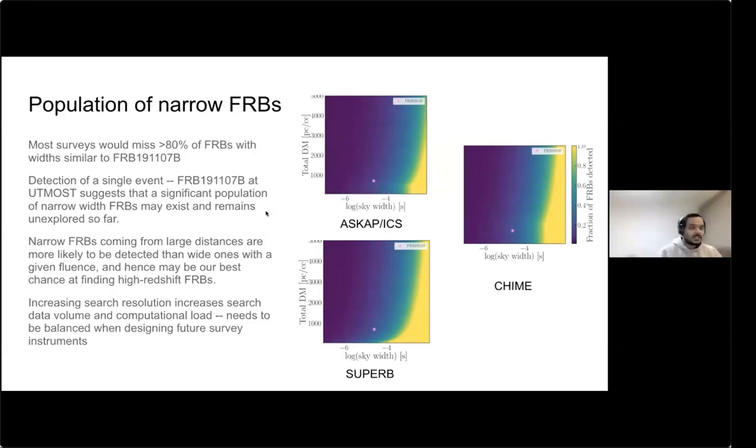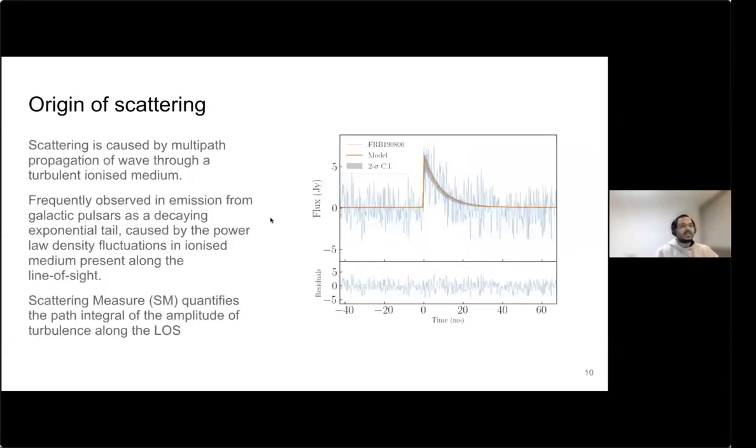Okay, so having addressed that, now let's look at how we can use the one event that we have detected to do some science. So first of all, I'll just give you some basics of what scattering is. Scattering is caused by multipath propagation of a wave through turbulent ionized media, frequently observed in emission from galactic pulsars as a decaying exponential tail. This is an example of an FRB that shows a similar exponential decay timescale, and it is known to be caused by power law density fluctuations in the ionized medium present on the line of sight.